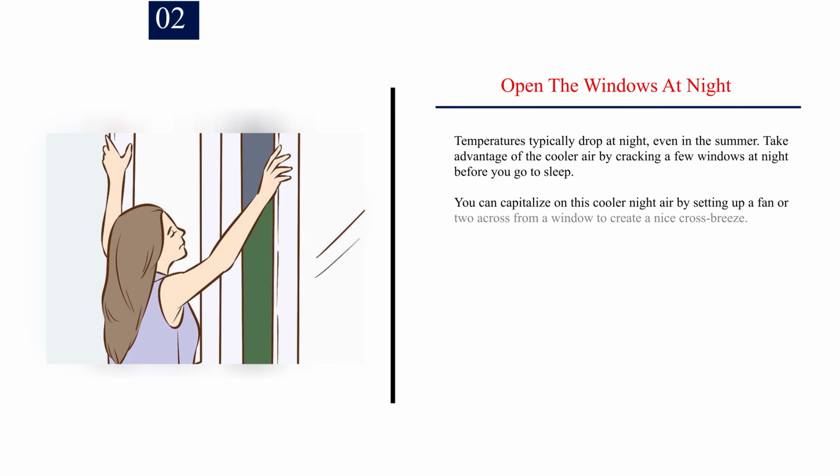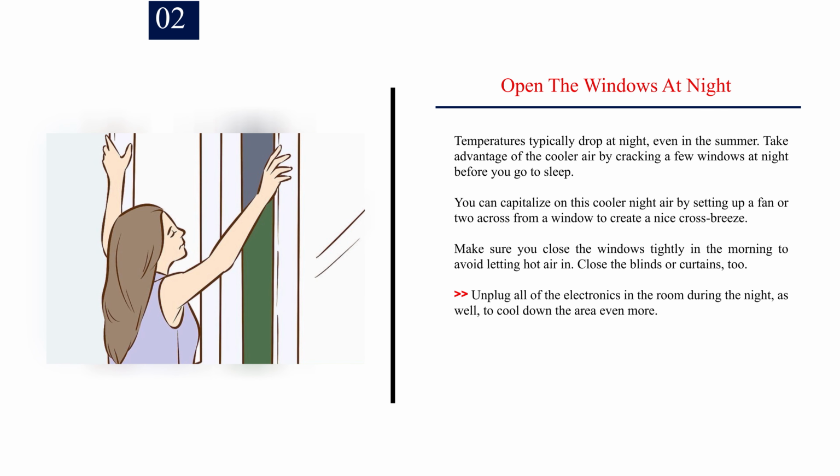Number 2. Open the windows at night. Temperatures typically drop at night, even in the summer. Take advantage of the cooler air by cracking a few windows at night before you go to sleep. You can capitalize on this cooler night air by setting up a fan or two across from a window to create a nice cross breeze. Make sure you close the windows tightly in the morning to avoid letting hot air in. Close the blinds or curtains, too. Unplug all of the electronics in the room during the night, as well, to cool down the area even more.